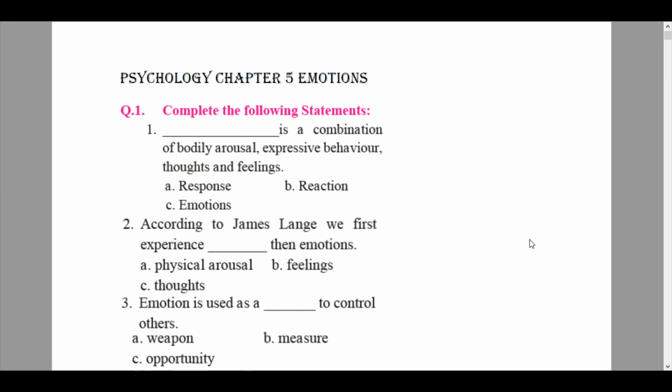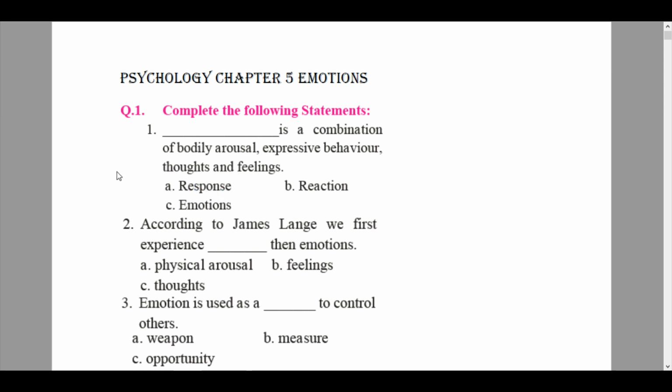We start out with our question number 1. Complete the following statements. The first question says dash is a combination of bodily arousal, expressive behavior, thoughts and feelings. So our answer here is emotions. Emotion itself is a combination of bodily arousal, expressive behavior, thoughts and feelings. So go ahead and mark option C, that is emotions. So this is our first answer.